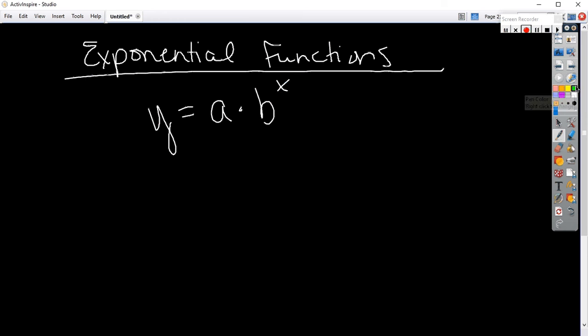Yes. All right, so here's what an exponential function is. We have these two things that multiply together, but then the second number, the variable, has to be in the exponent. Okay? That's what makes it an exponential function. So the variable is the exponent.